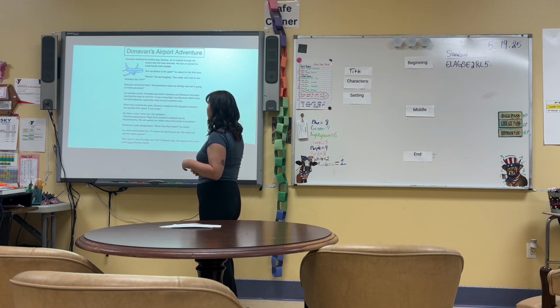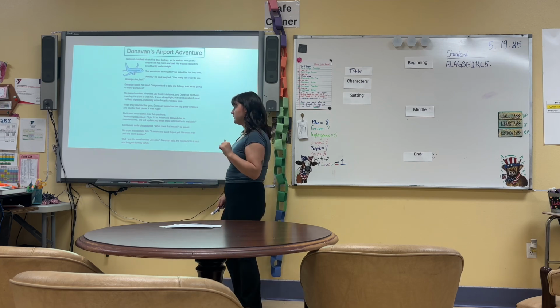It was a long flight, but Donovan didn't mind. He liked planes, especially when he got a window seat. When they reached the gate, Donovan looked at the big glass windows and spotted their plane. It was huge! But then a voice came over the speakers. "Attention passengers, Flight 22 to Arizona is delayed due to thunderstorms. We'll update you when more information is available."